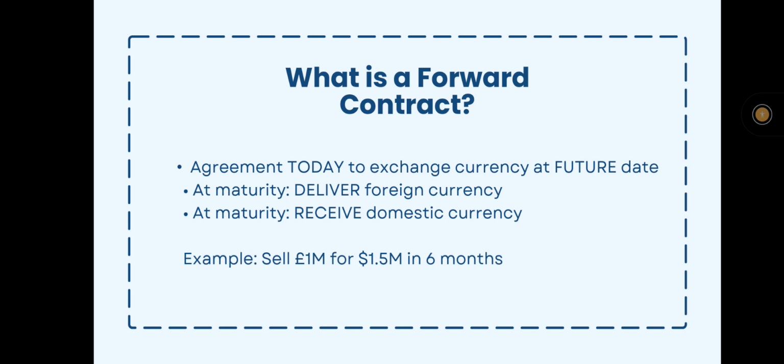Let's understand what a forward contract is. A forward contract to sell foreign currency is an agreement you make today to sell foreign currency at some future date. When that date arrives, you deliver the foreign currency and receive domestic currency. For example, imagine agreeing today to sell 1 million British pounds for 1.5 million US dollars in 6 months. That's a forward contract.